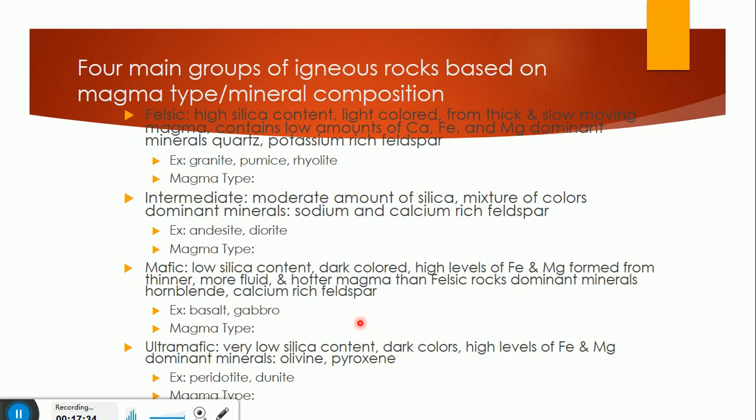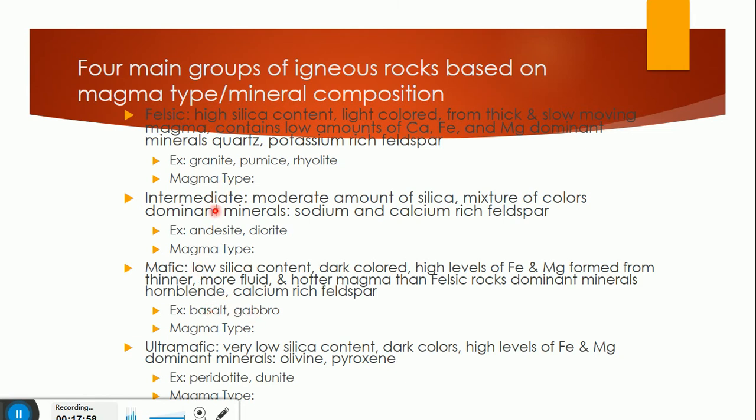Mafic means dark, felsic means light. Mafic: low silica content, dark color, rich in high levels of Fe and magnesium, formed from the thinner, more fluid and hotter magma than the felsic rock. Dominant minerals: hornblende, calcium rich feldspar. Examples: basalt and gabbro. Basalt is a volcanic rock, gabbro is a plutonic rock.